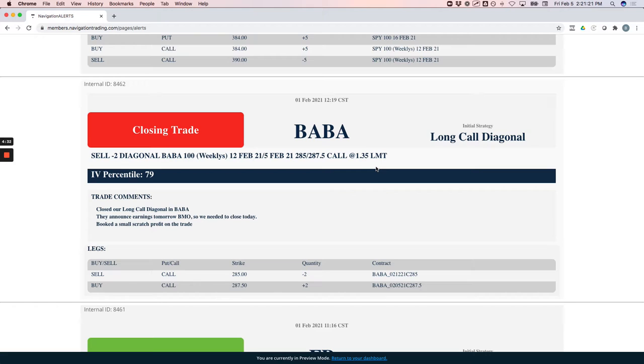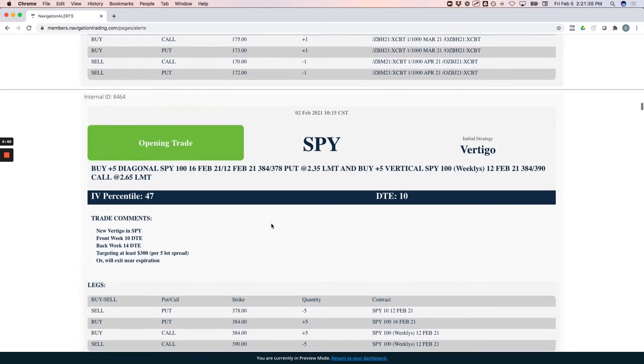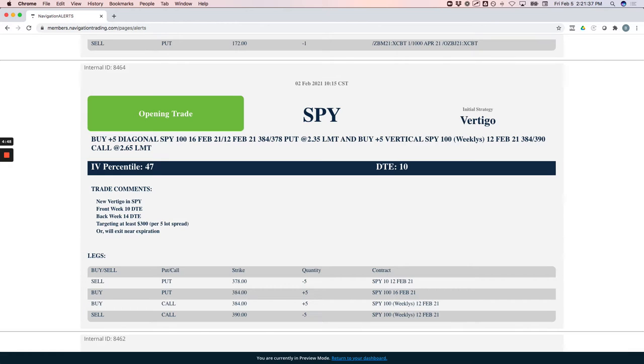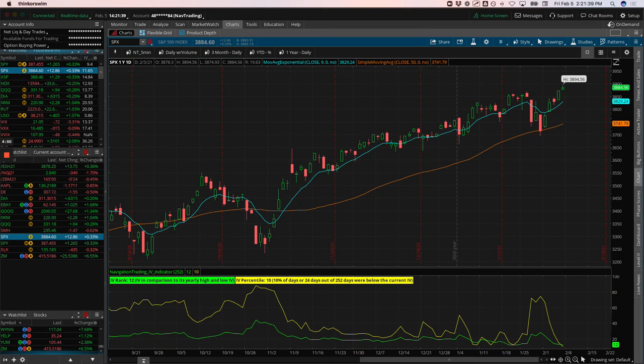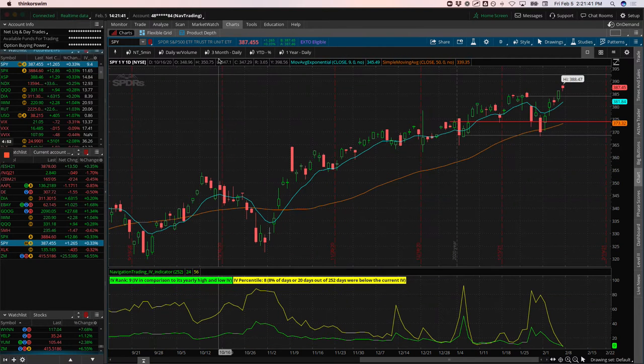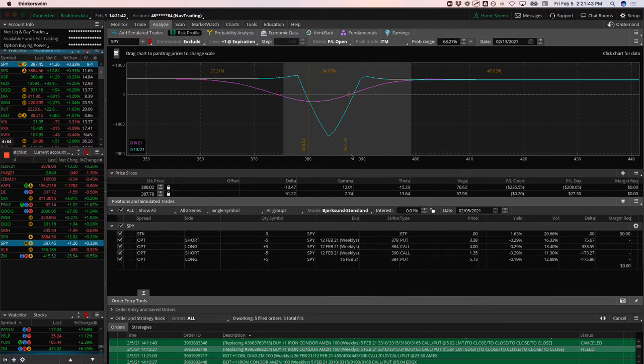BABA long call diagonal. This was another one that we had leading up to earnings, and so we were anticipating a little bit higher momentum into earnings. Didn't get much, but we still booked a little scratch profit on the trade. SPY Vertigo. So we added a Vertigo in SPY. So let's take a look at that. So here's what it is.